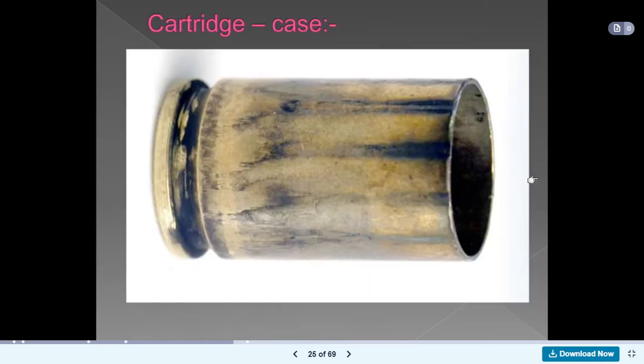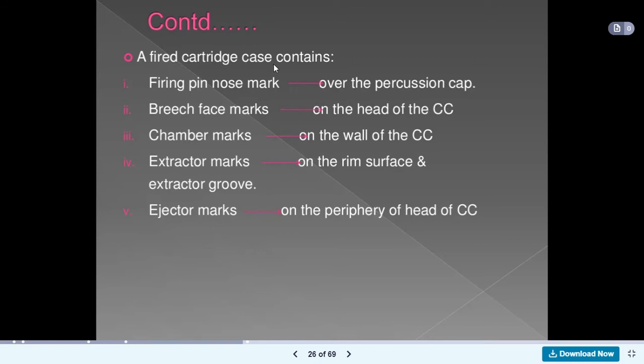So, the cartridge case, here are the markings left behind. You can see the markings, like a dark groove. So, a fired cartridge case contains firing pin nose marks. Here are the marks: breech face marks on the head of the cartridge case. The firing pin nose mark is seen over the percussion cap. Chamber marks on the wall of the chamber of the cartridge case, extraction marks on the rim surface and extractor groove. Where are they made? Ejector marks on the periphery of the head of the cartridge case.